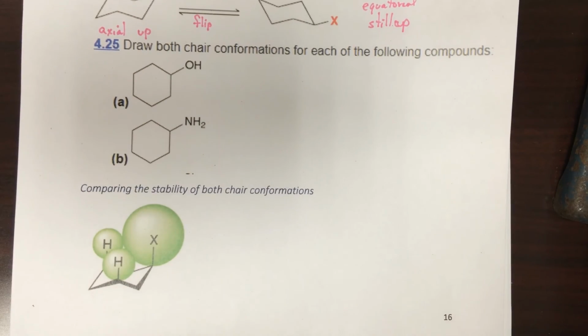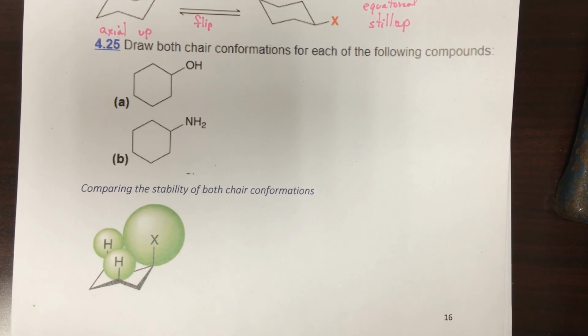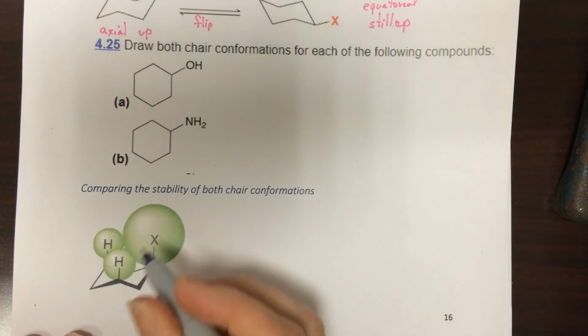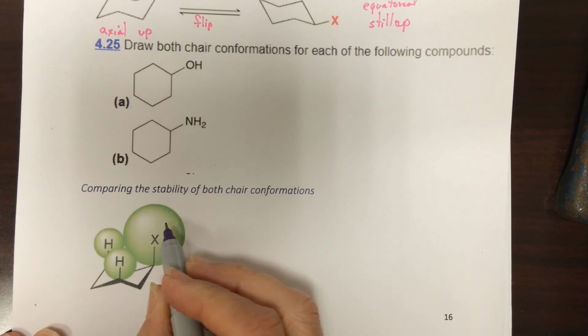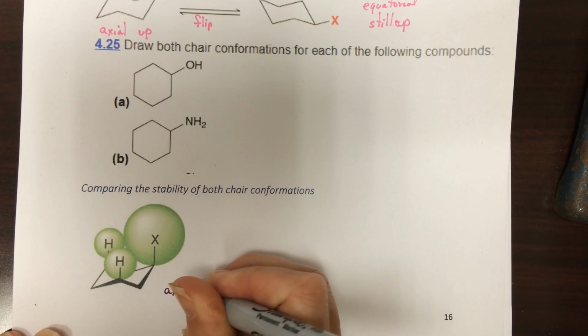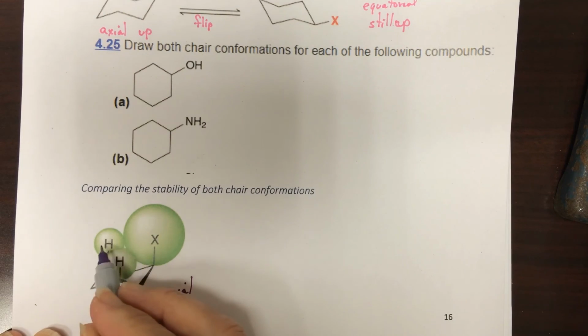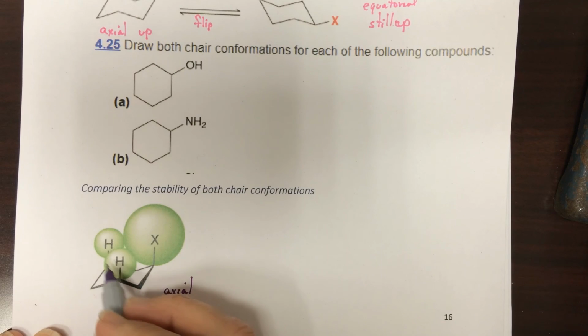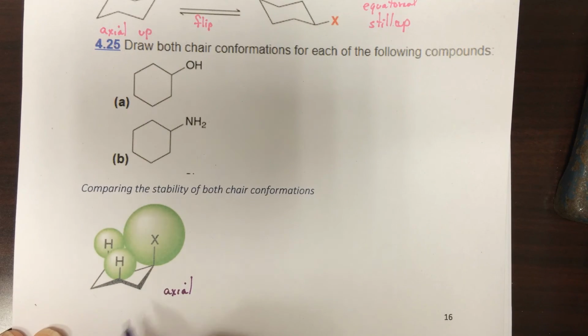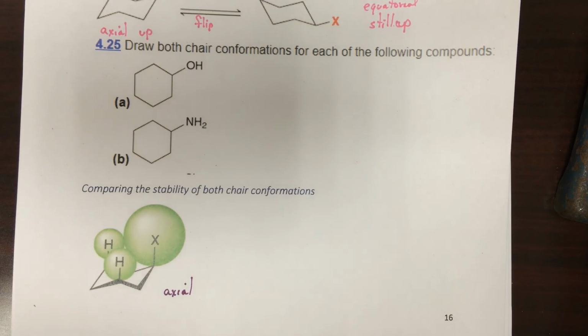When comparing the stability of the chair conformations, we find that it's best to have big bulky groups in the equatorial position. In the diagram here, this large group X is shown in the axial position, and you can see it's interacting with the other things that are in an axial position. So if it's in the equatorial position, they're more out of the way.